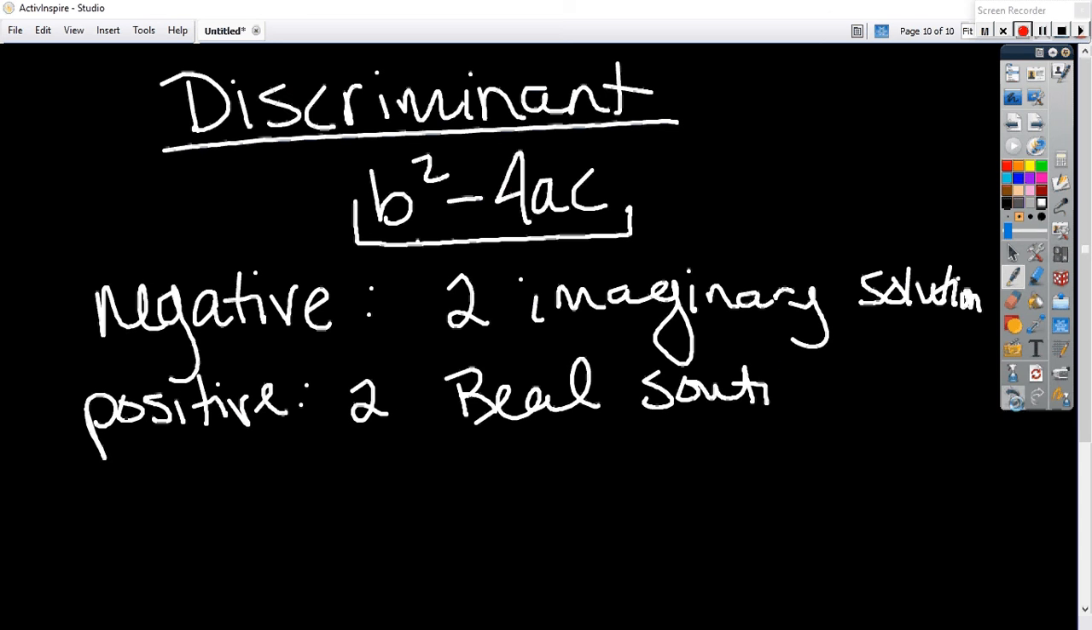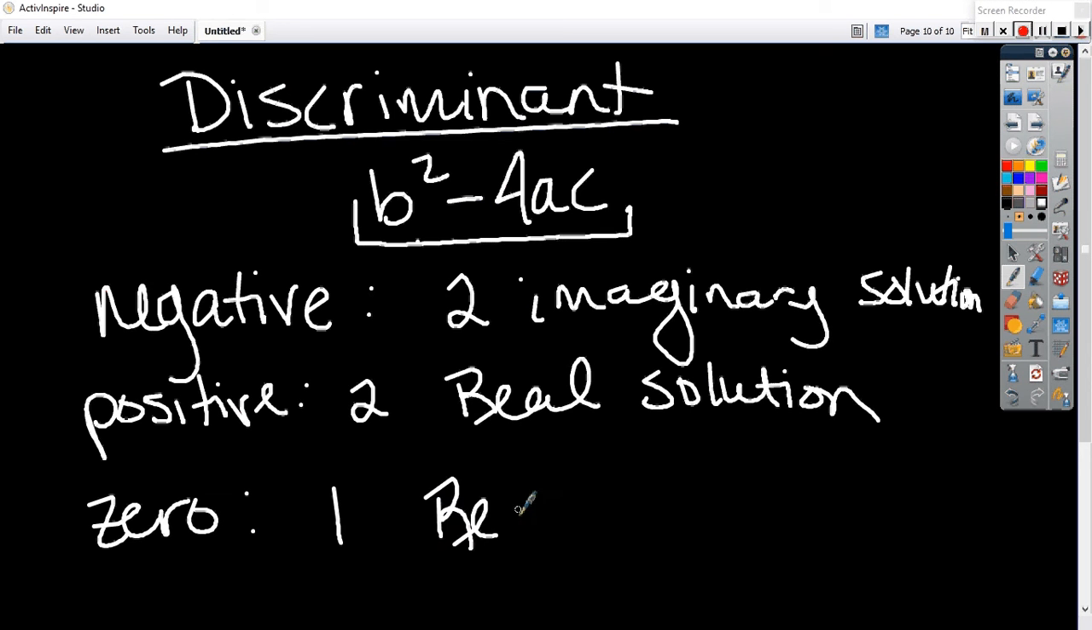Can you think of any other scenario besides positive or negative that might occur under that radical? Zero. What happens with 0? It's on the axis. So how many solutions? 1. That vertex sits on the axis.